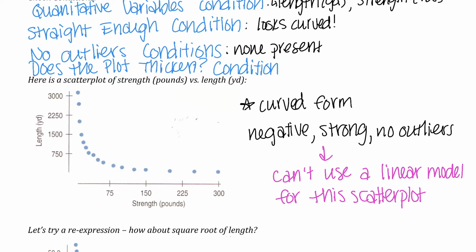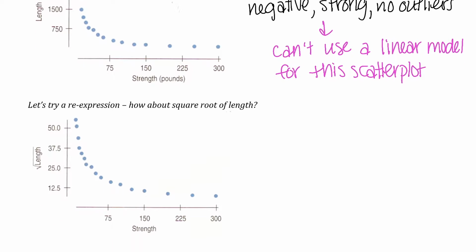Now that we know about re-expression, we would try to re-express. So here we're using square root of length, which you can see on the y-axis. How does it look? It looks mildly better, but is it straight? No. So what does that mean? Keep moving down the ladder.